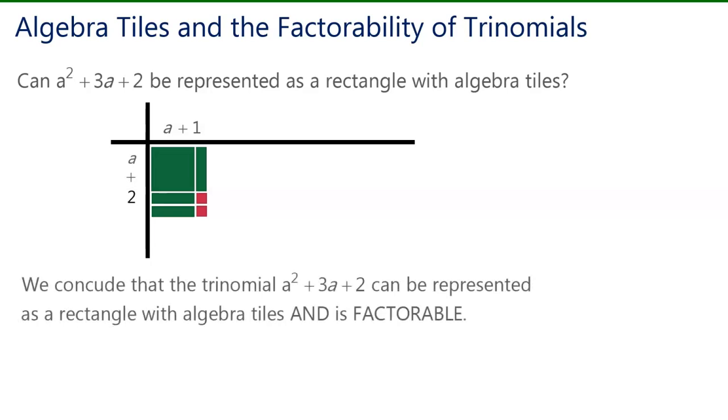So we conclude that the trinomial a squared plus 3a plus 2 can be represented as a rectangle with algebra tiles, and as a consequence is factorable. We can go further and actually factor it. A squared plus 3a plus 2 is the factor a plus 1 times the factor a plus 2.